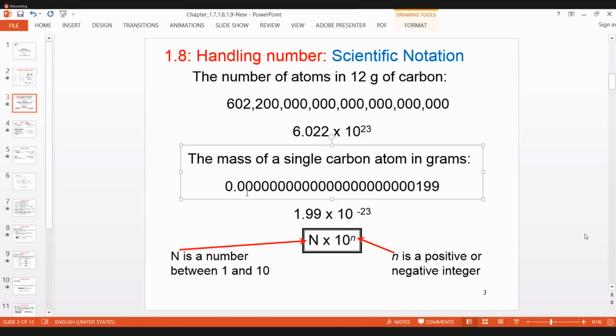So now 23, 1, 22 and 23 here. It means you increase the number by 23. If you increase the number, you have to write a negative sign, right? If you decrease the big number to a small number, then you have to write a positive sign. It means you will add. So these are the general information about the scientific notation.